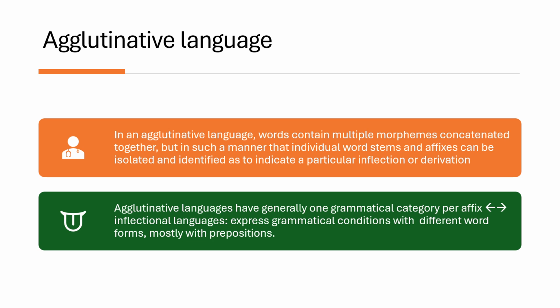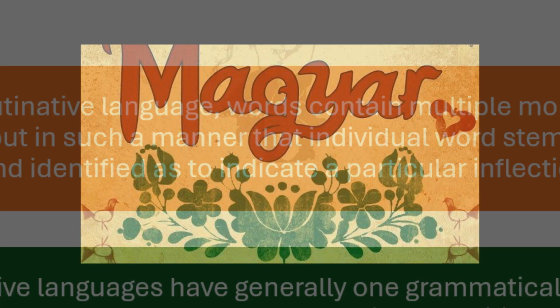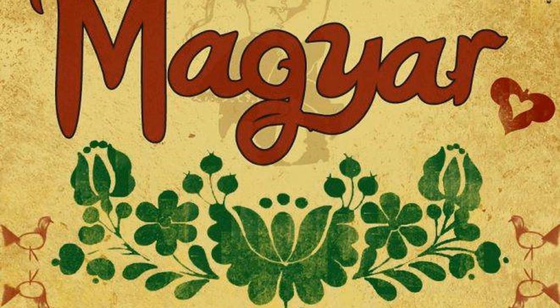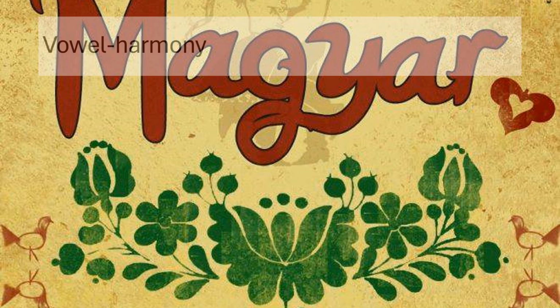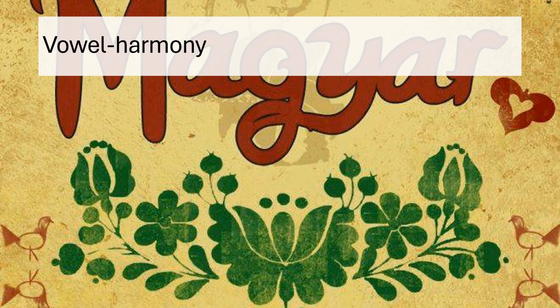Agglutinative languages have generally one grammatical category per affix, while inflectional languages tend to express grammatical conditions with different word forms, mostly with prepositions. The word formation mentioned above is strictly determined by the principles of the vowel harmony.